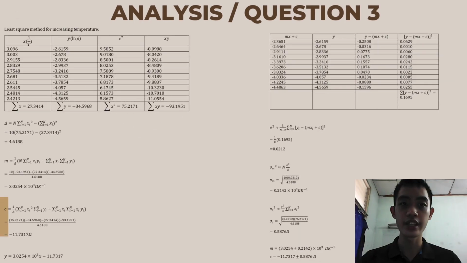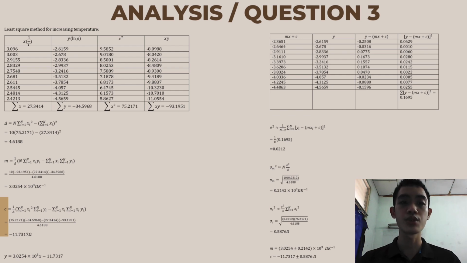Since we have taken the ln of the value of rho, it will be a linear graph. To plot the linear graph, we must use the least square method in order to find the equation of the straight line and the uncertainty of gradient and y-intercept. We need to do two tables for least square method. One is to get the value of m, gradient, and c, y-intercept. Another table is used to get the uncertainty of m and c.